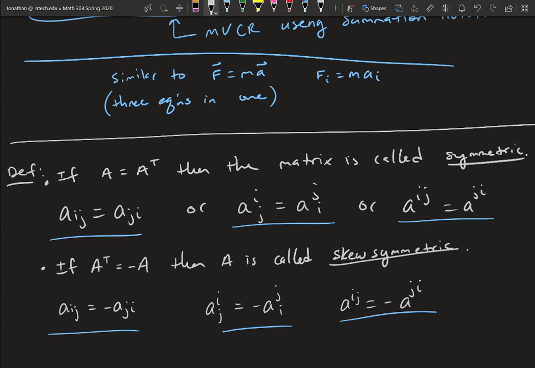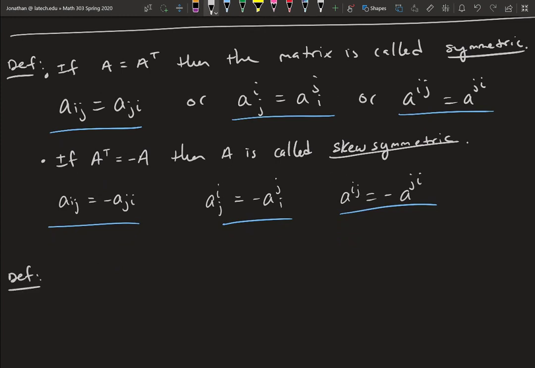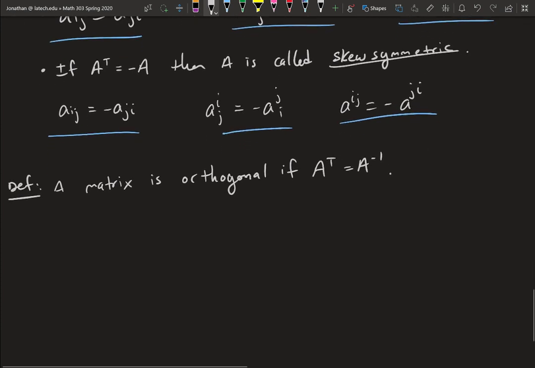And then last definition. So last definition is that a matrix is orthogonal if A transpose is equal to A inverse. So that's a really special type of matrix. All right, so any questions? An example of an orthogonal matrix, a good, easy one, is the identity matrix.